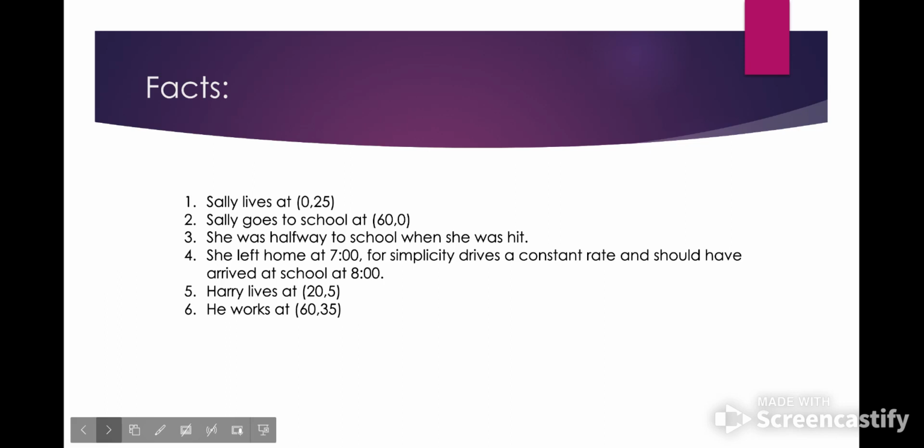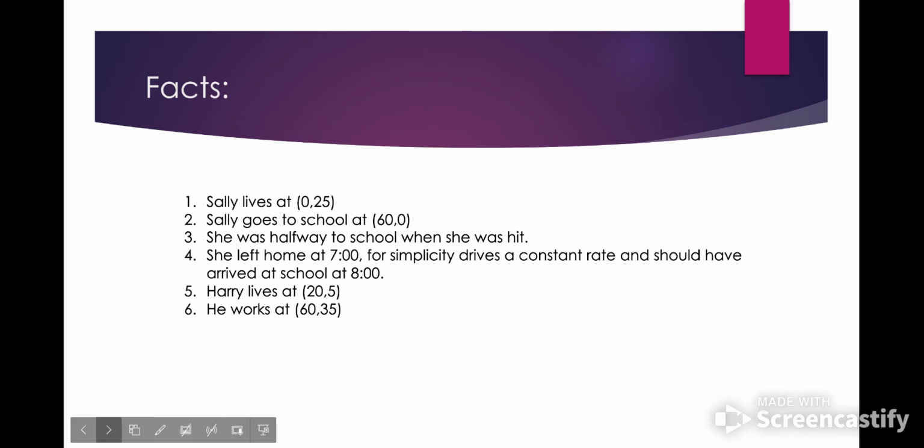We had a coordinate for Sally, like, hey, this is where Sally lives. And then we had a coordinate for the school she was going to. We mentioned where she was hit, but kept it vague. We just said it was halfway. So, of course, the kids after the midpoint, not a big deal there. And then we say what time she left home, and then theoretically what time she got to school.